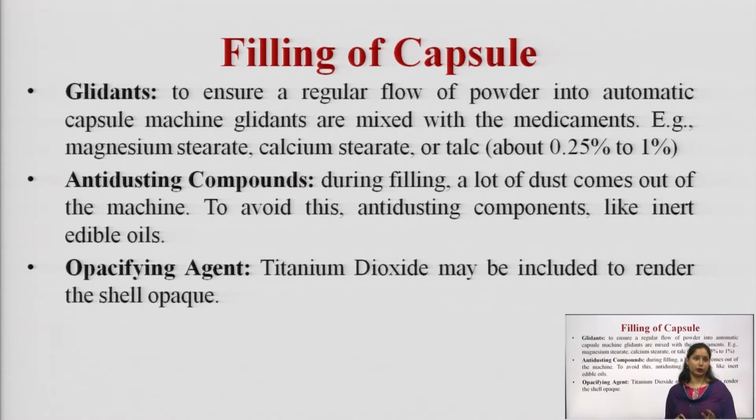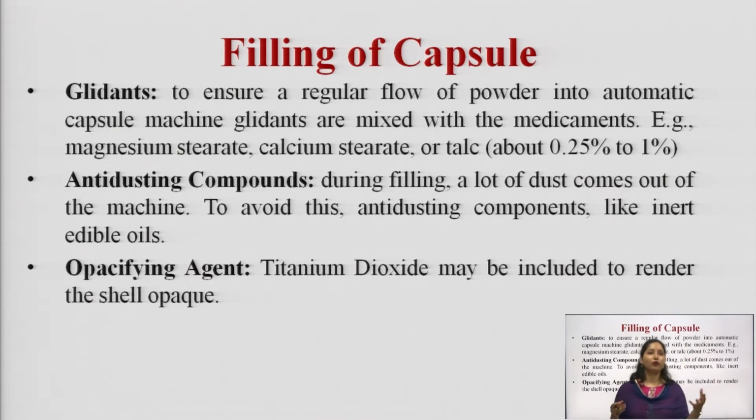Then glidants. What are glidants? When we are filling the capsule, the powder should move from the hopper to the capsule holding bores. To ensure a regular flow of the powder from the hopper into the automatic capsule machine, glidants are mixed with the medicament. Examples are magnesium stearate, calcium stearate or talc, taken in a concentration of 0.25 to 1%. So, to improve the flow property of the powder, glidants are added.